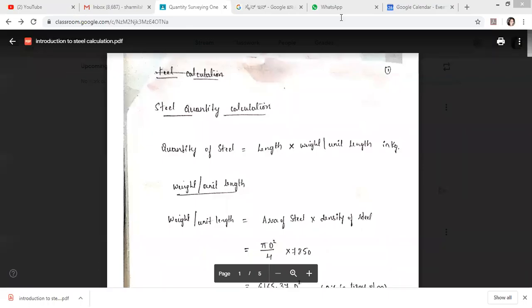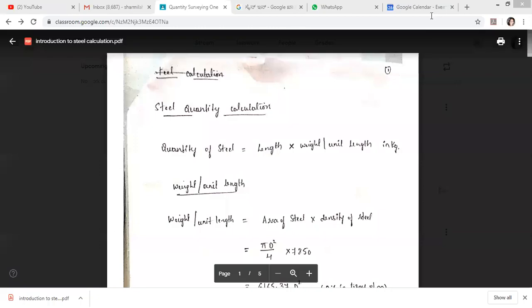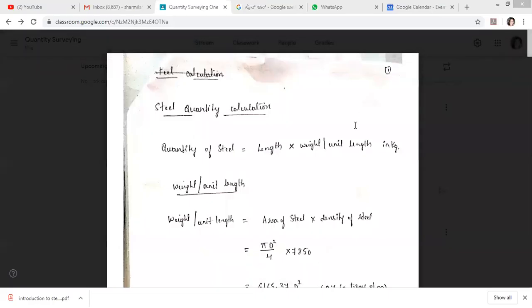Yes, good morning. So we study about bar bending schedule in this class. In the last class we calculated rate analysis. That means you used to find out the quantity of the materials which is required for some particular work.